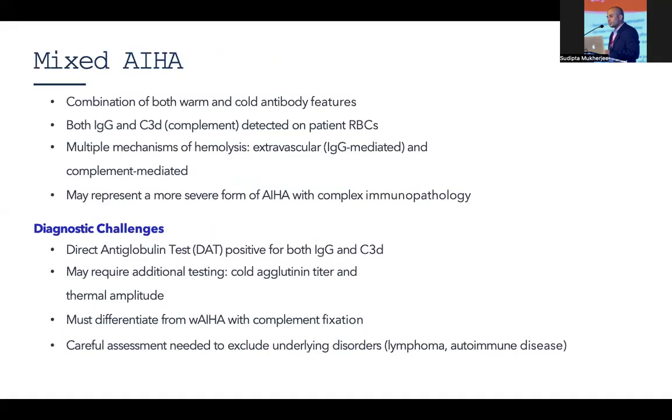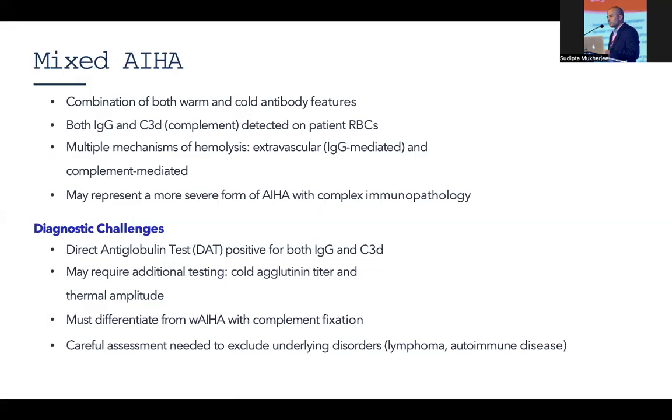There's another variety which is called mixed autoimmune hemolytic anemia, where there's a combination of both warm and cold antibodies present. So you can see both IgG and complement 3 detected on patients' RBC. There can be multiple mechanisms of hemolysis depending on the predominance. There will be extravascular hemolysis by IgG mediated and complement mediated intravascular hemolysis. It may present a more severe form of disease because of complex immunopathology.